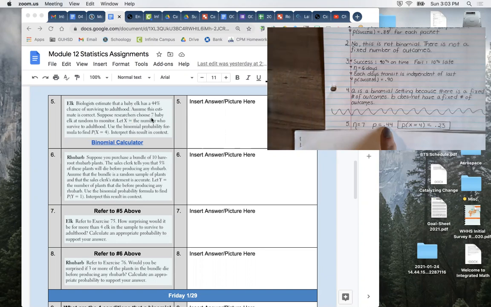So it's very important to know that. From here, we're going to choose 7 baby elk at random. That's what we're choosing. So 7, that's my N, baby elk. The probability of success of them surviving is 44%. And what we want to know is what is the probability that exactly four survive.